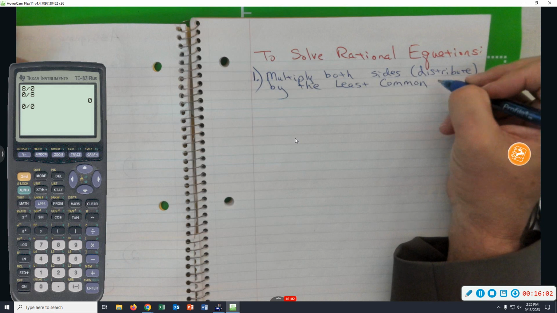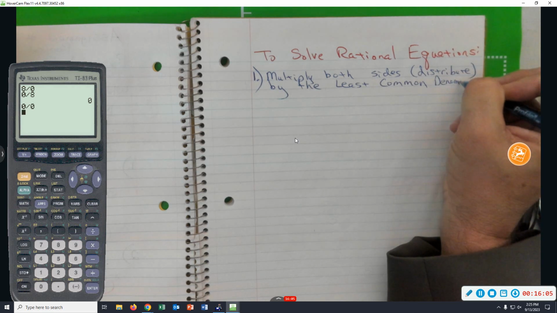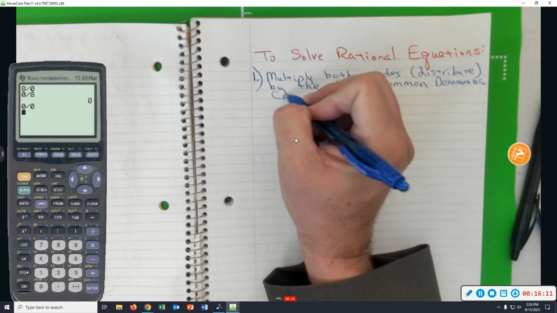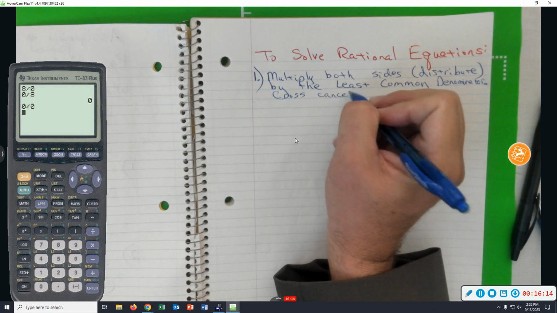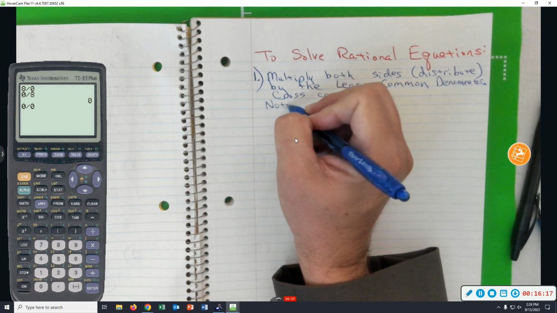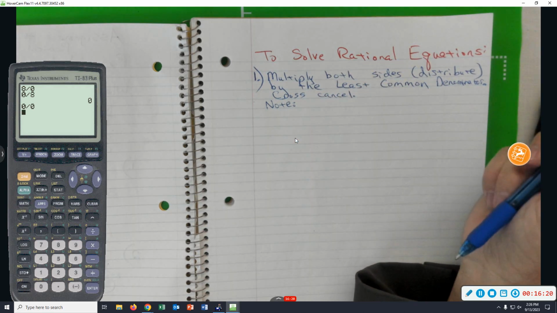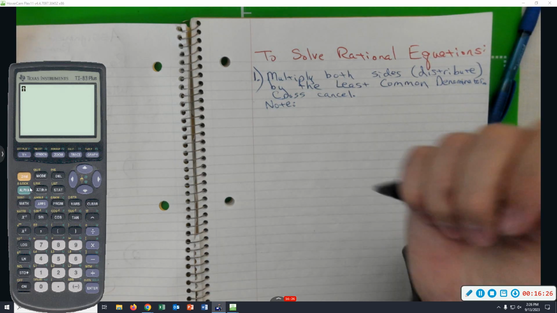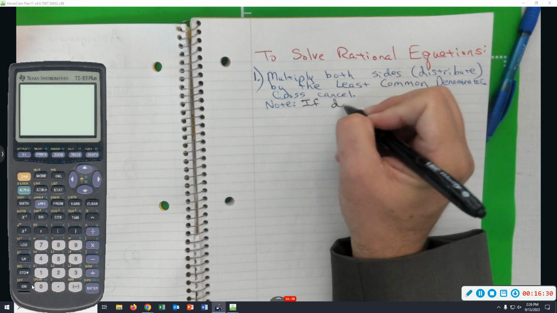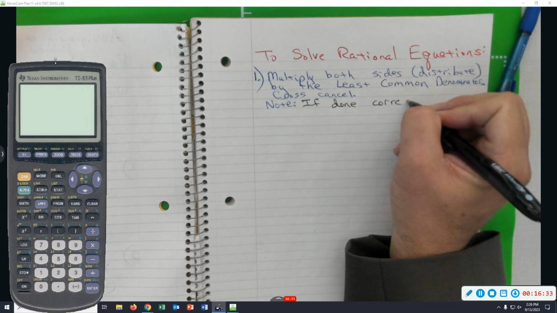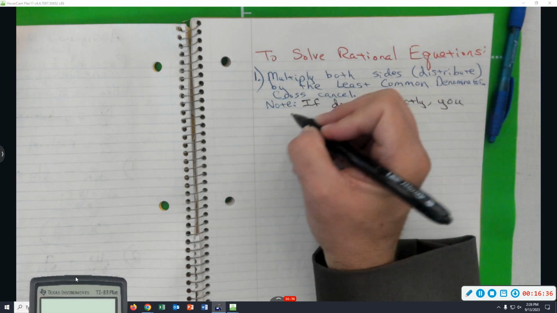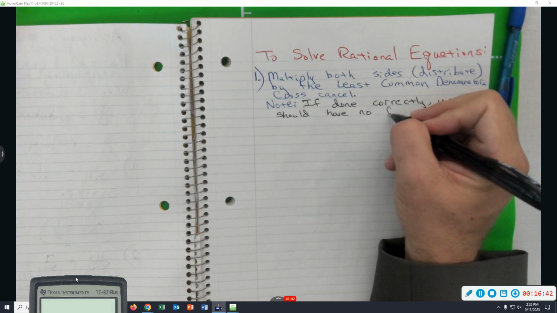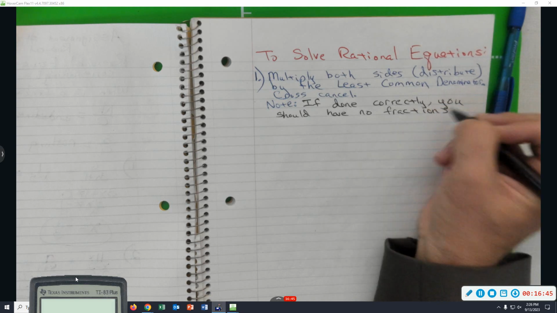Multiply both sides by the least common denominator. Cross cancel all of it. And I'm going to put a note here: if you do this correctly, you should have no fractions remaining in your equation.